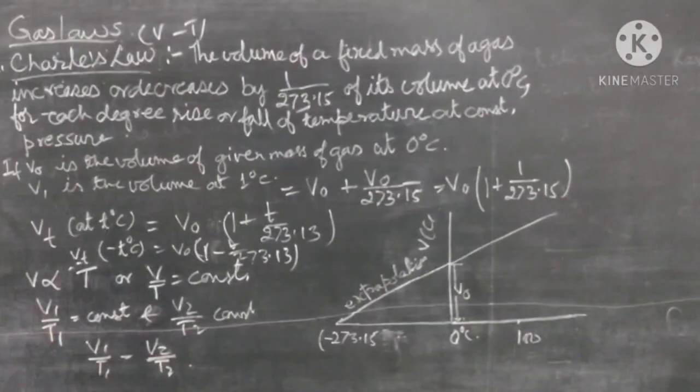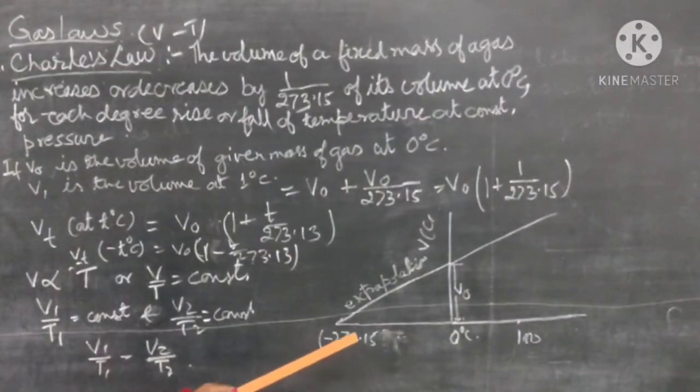So when we are representing the temperature on the Kelvin scale, we can write that the volume of the given mass of a gas is directly proportional to the temperature on the Kelvin scale. Mathematically, V is directly proportional to T, and then we can write V upon T is equal to constant. Then V1 upon T1 is equal to constant, and V2 upon T2 is also equal to constant. So we can show this relationship: V1 upon T1 is equal to V2 upon T2. In this way, Charles gives the representation of the gaseous properties in terms of volume and temperature.